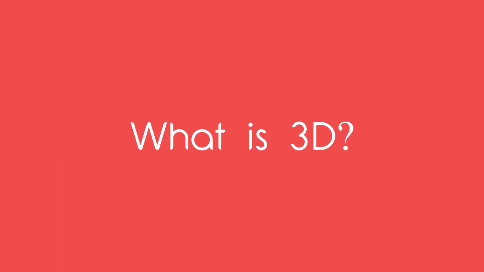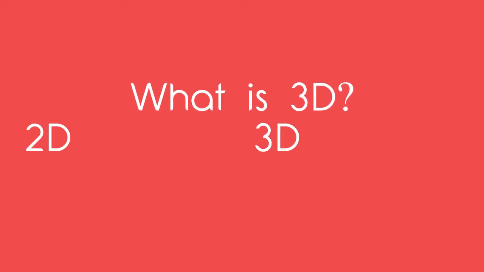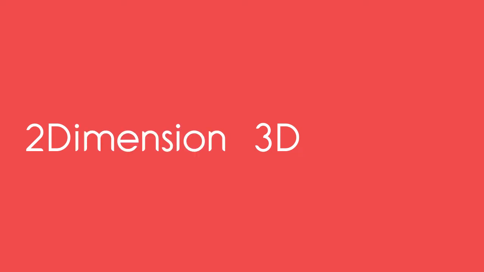A question I get asked a lot is what is 3D, or what's the difference between 2D and 3D. A lot of people, including those asking that question, know that 2D means 2 dimension and 3D means 3 dimension, but that alone doesn't provide you with any answer, and apart from the number 2 and 3, you can't tell the difference between the two.